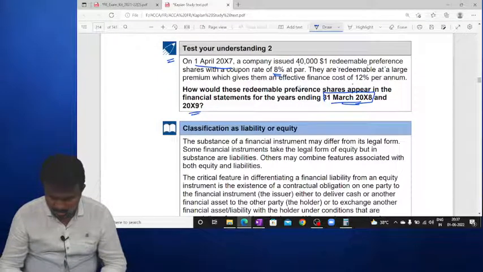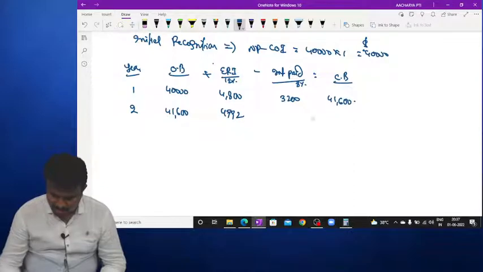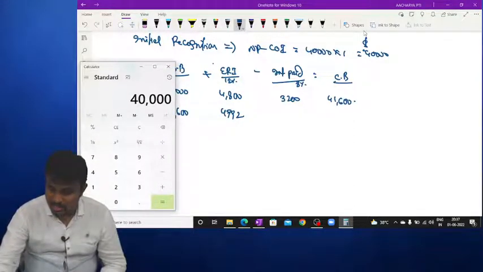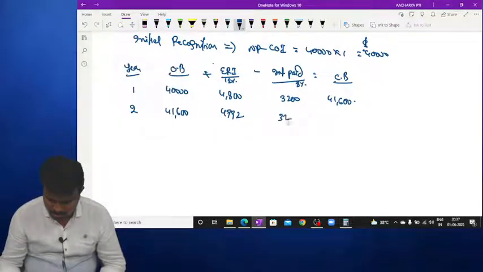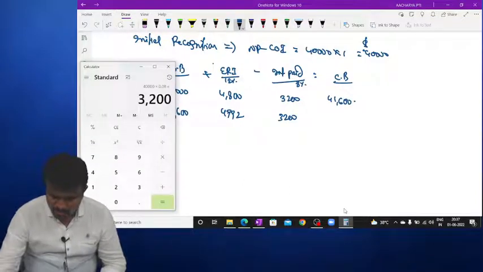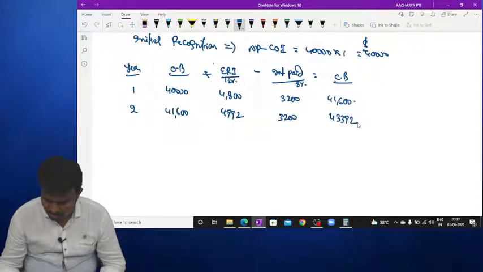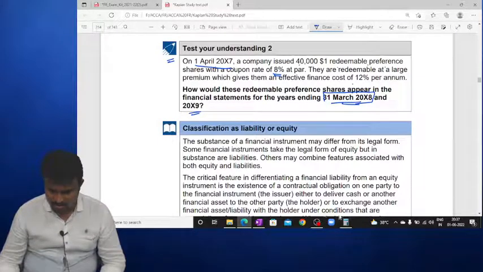So those are redeemable after 2 years. Nothing was stated regarding the redemption. Okay, so just calculate 8%: 40,000, always the coupon rate is applied on face value. So 8% equals 3,200. Then 41,600 plus 4,992 minus 3,200 equals 43,392.